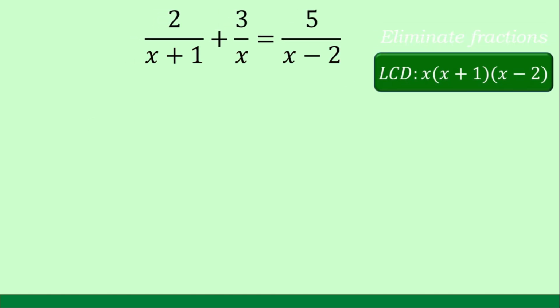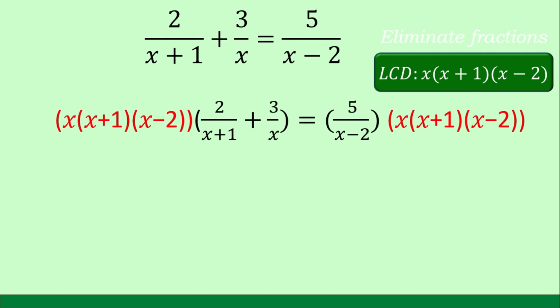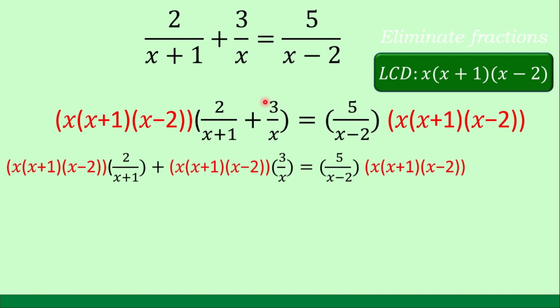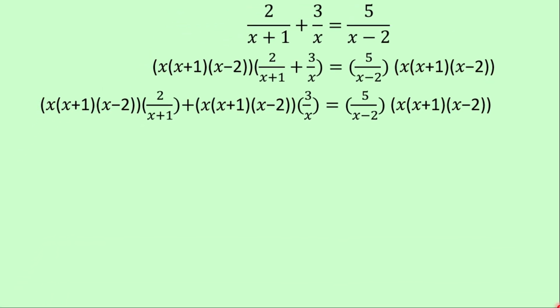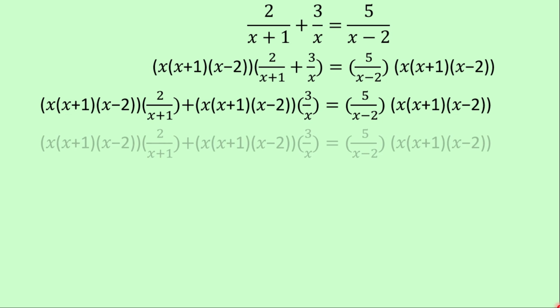There. Our next step is, we are going to multiply all the terms of our given equation to our LCD, like this. So what I did here is I copied the LCD here on the left side and on the right side. But since on the left side, we have two terms, that means we are going to distribute this LCD to the first and to the second term, like this. Are you following? So let's make use of that line. Allow me to copy that line.